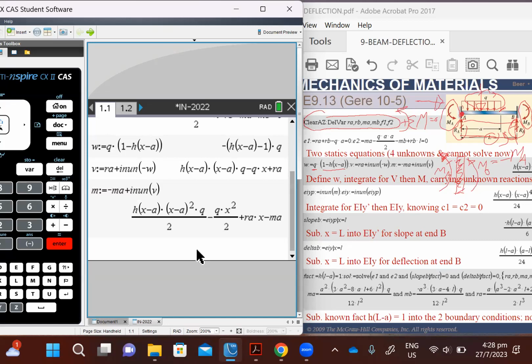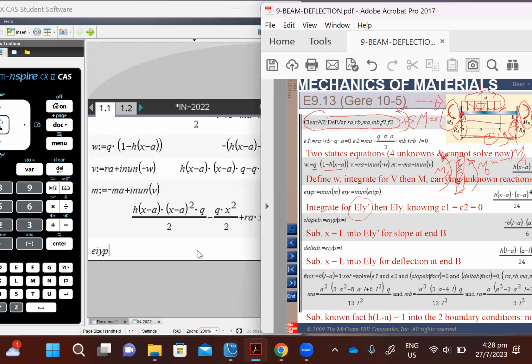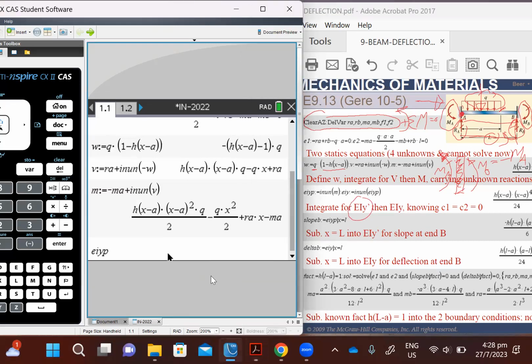the bending moment function. We don't stop here because we need to go on and obtain Y as a deflection curve. So first we solve for EIY prime. Okay, so that's done here. We are really doing EIY prime. And that's equal to the integral of M, okay?